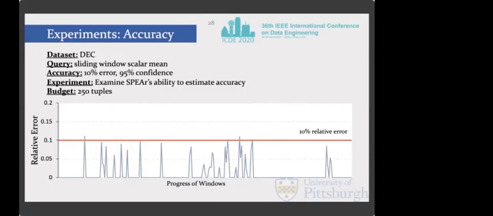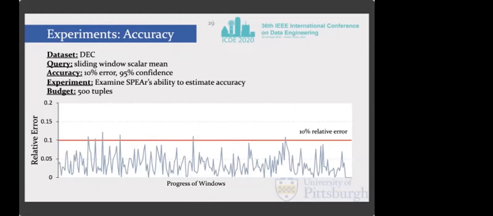First, I present the results with a low budget of 250 tuples per worker per window. The graph shown presents the relative error across all windows. The x-axis is the progress of all windows. The red horizontal line is the 10% relative error mark. The blue line is the actual error of each window result produced. When the blue line has a 0 value, this indicates that SPE decided that the window's results cannot be approximated with a given budget. When the budget is low, SPE approximates a small fraction of the windows. In addition, some of them achieve an error more than 10%.